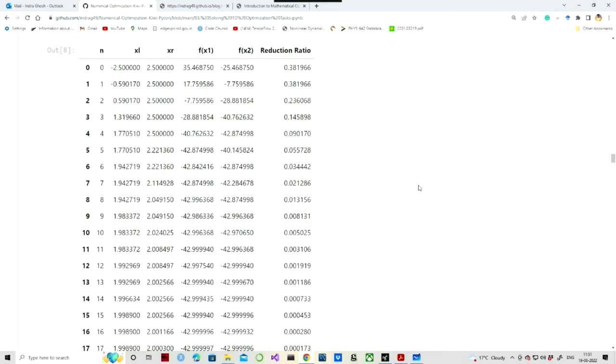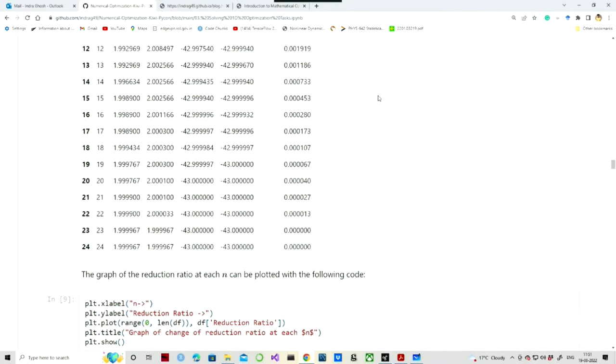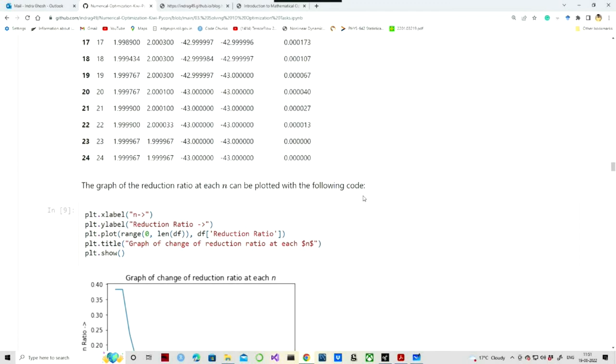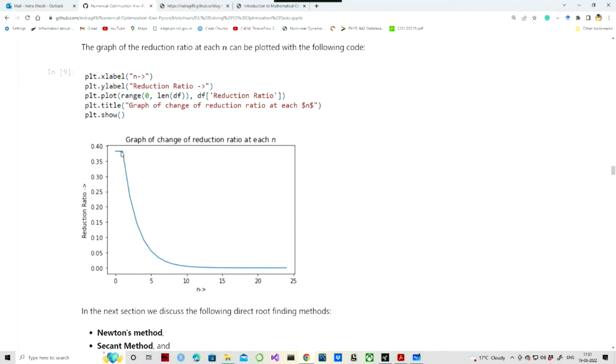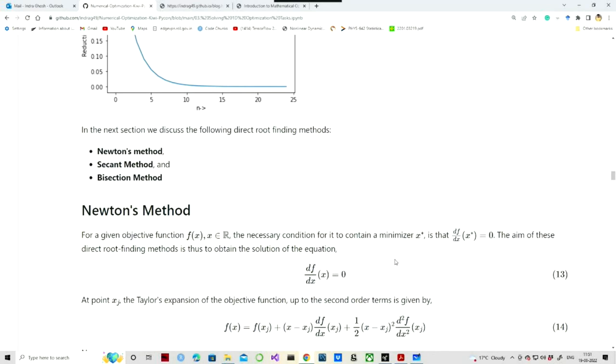So you see the reduction ratio starts from 0.38, it keeps on reducing and ends up being 0. Actually, it's even smaller than 10 to the power minus 6, which is really very good. And this is the graph of the change of the reduction ratio. If you see, it starts from around 0.38 and continuously keeps on going down until it gives an asymptote at zero. So in the next section, we will discuss some direct root finding methods.